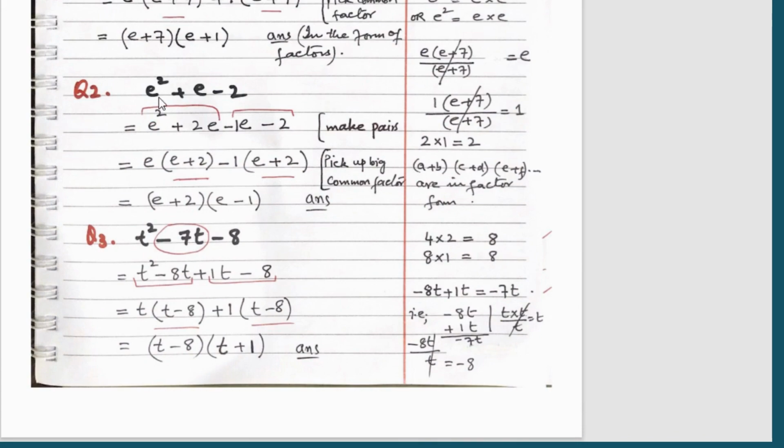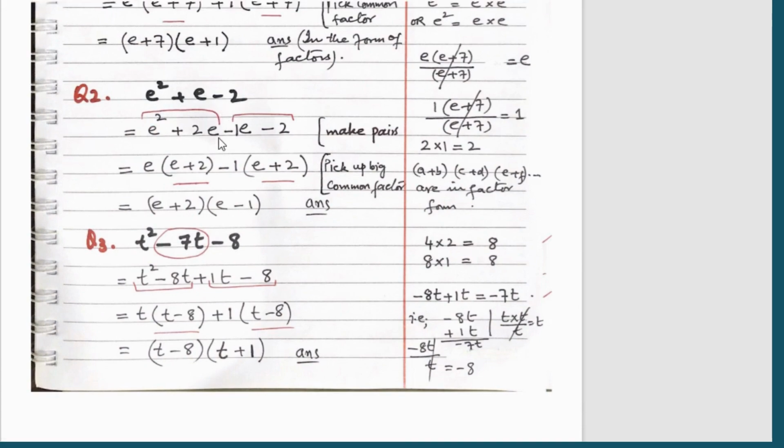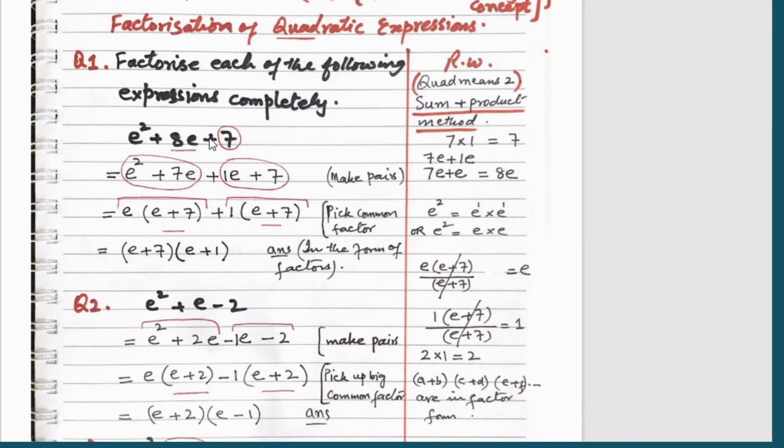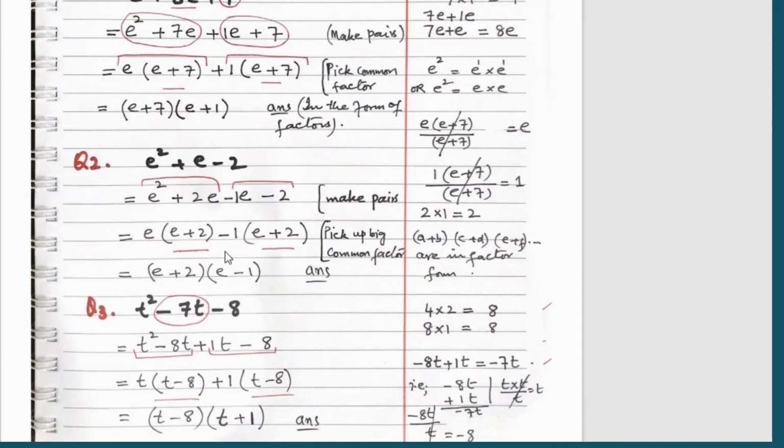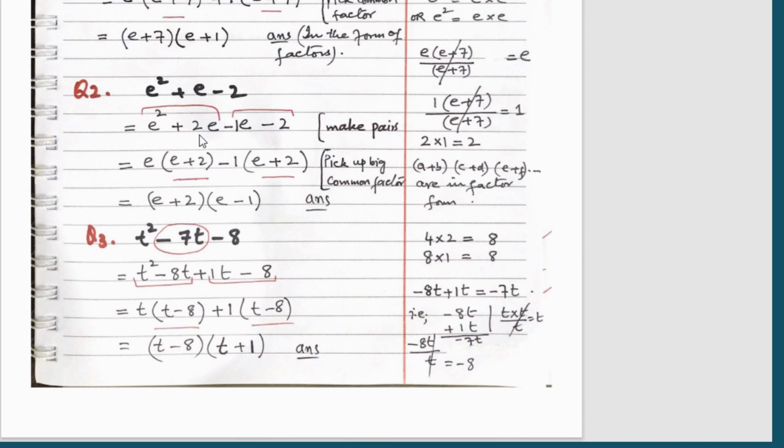Question number 2, e square plus e minus 2. Now, what is the difference? Here we have plus 7 with the constant term. Here we have minus 2. Here we have a minus sign with the constant term. A bit different. You can solve all your questions given in the book on the same lines as I am making you understand in my questions or sometimes examples.